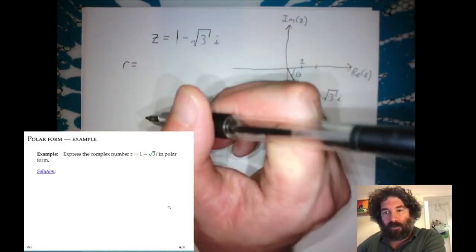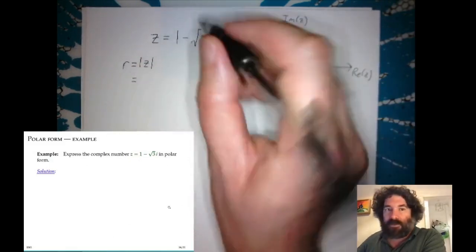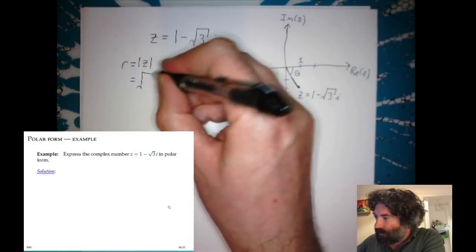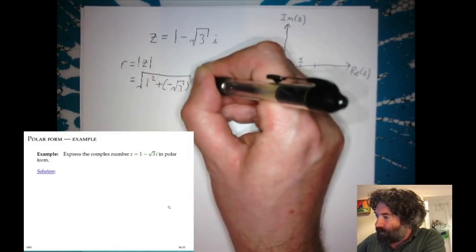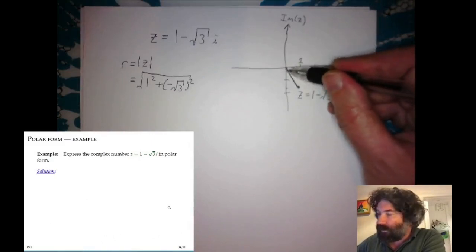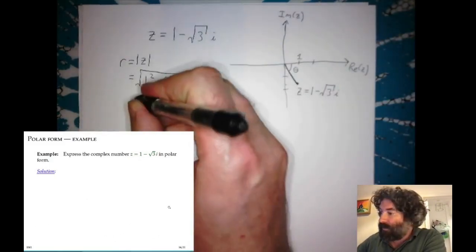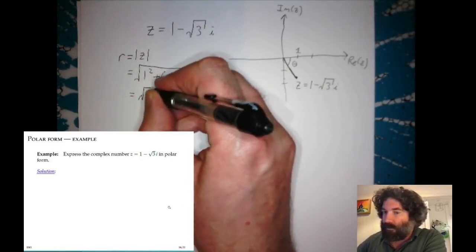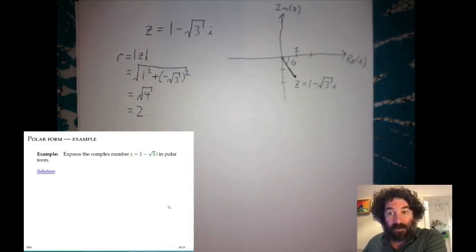For the polar form, r is going to be equal to the modulus of z, and that is equal to the square root of the squares of the real and imaginary parts. So the square root of 1 squared plus negative square root of 3 squared. It's the length of this segment right here, the distance from the point to the origin in the complex plane. And so that's just the square root of 1 plus 3, so square root of 4, or 2. So the modulus of this complex number, the distance from the origin in the complex plane, is 2.